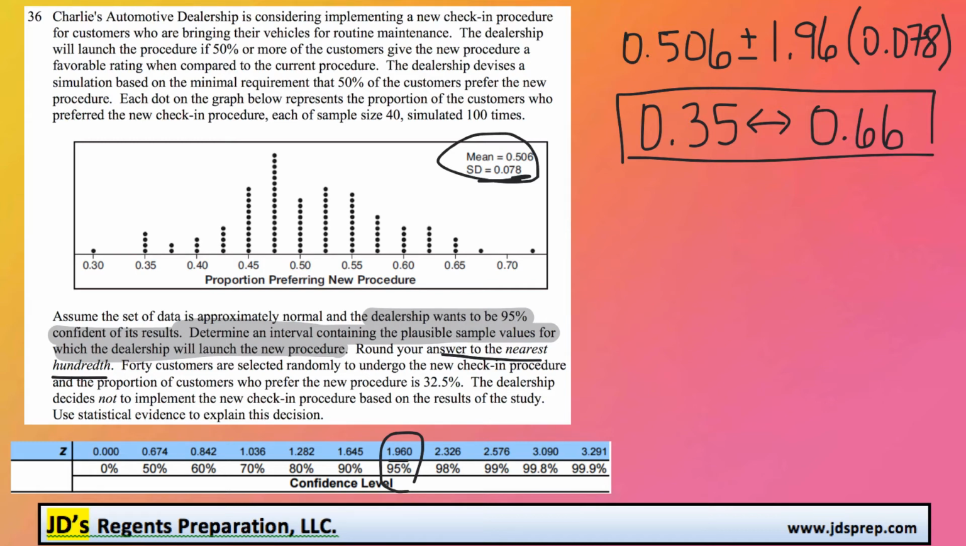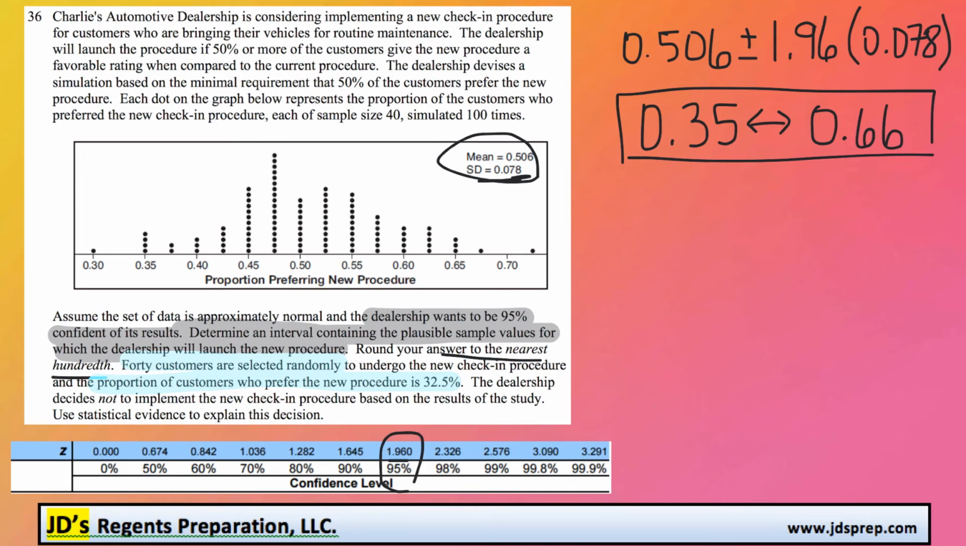Now for the second part of the question, we're told that 40 customers are selected randomly, and the proportion of customers who prefer the new procedure is 32.5%. The dealership decides not to implement the new check-in procedure based on these results. Use statistical evidence to explain this decision.